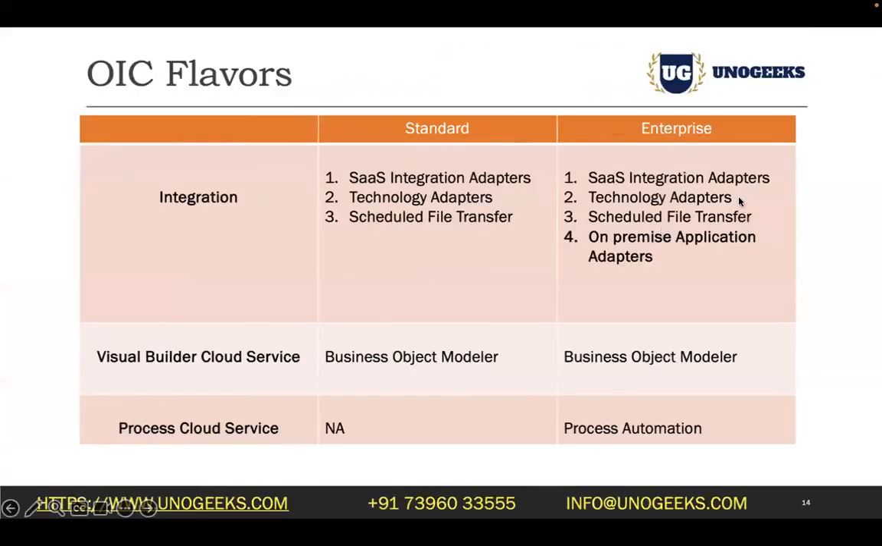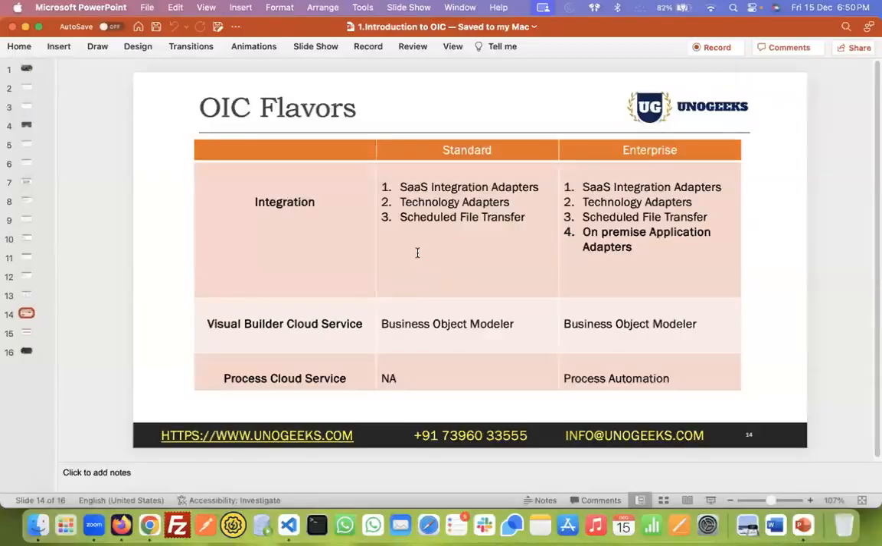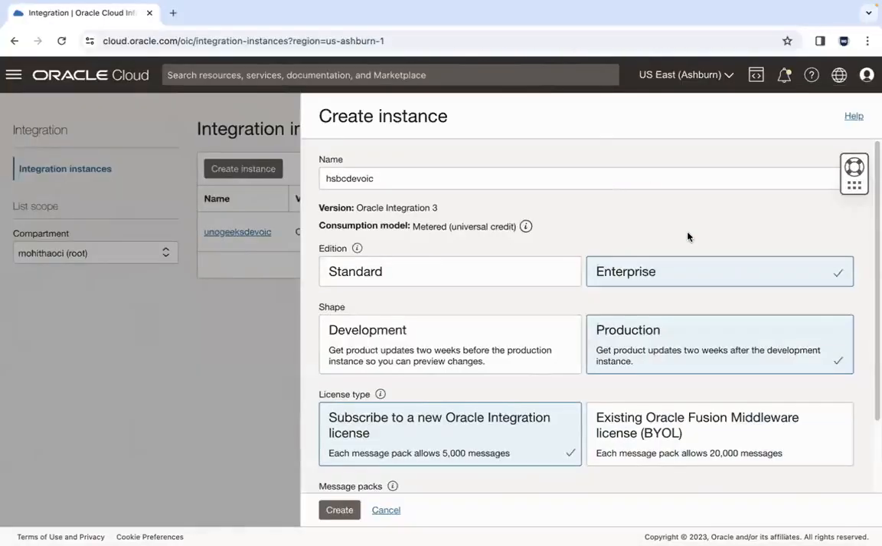And the third point is 10 out of 10 clients would go in for enterprise edition, guys. The reason is Oracle has played it really well here. Not most of them need PCS, but everybody needs on-prem adapters. So most of the clients, 10 out of 10, I would say, would go for enterprise edition. These are a few things that you need to bear in mind. And after this, we advise the OCI admin accordingly.